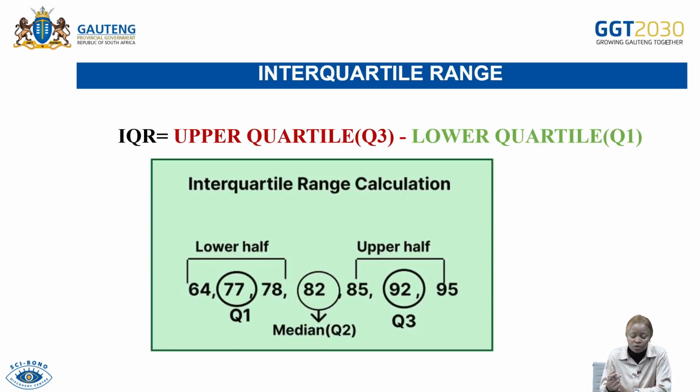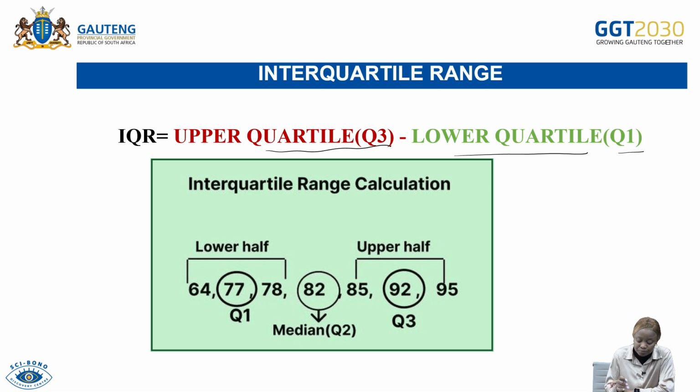Okay, so how do you find your interquartile range? You say your upper quartile, which is Q3, minus your lower quartile, which is Q1. So first things first, you need to arrange your data in ascending order, find the upper quartile and find the lower quartile. After finding those two, you can find the interquartile range by subtracting the lower quartile from the upper quartile.